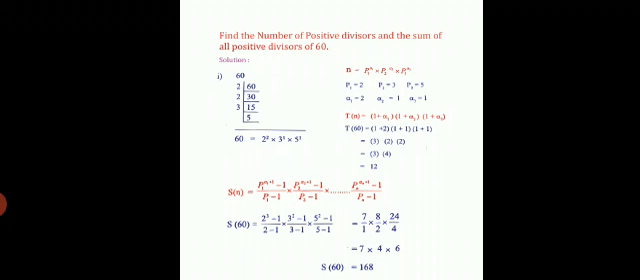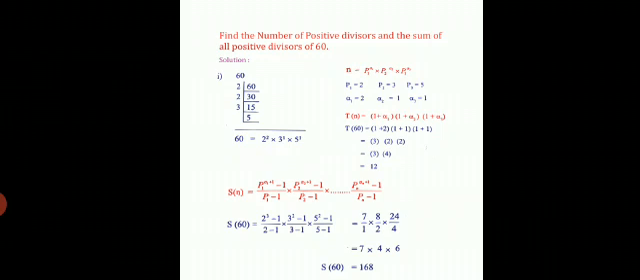Now substitute the values given, that is T of 60 is equal to 1 plus alpha 1, which is 2, that is 1 plus 2, into 1 plus alpha 2, which is 1, that is 1 plus 1, into 1 plus alpha 3, which is 1, that is 1 plus 1. Now find the sum. 1 plus 2 is 3 into 1 plus 1 is 2 into 1 plus 1 is 2. Now find the product. 3 into 2 is 6, and 6 into 2 is 12. We get the number of positive divisors of 60 is equal to 12.